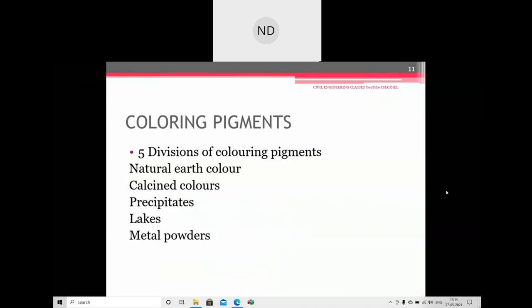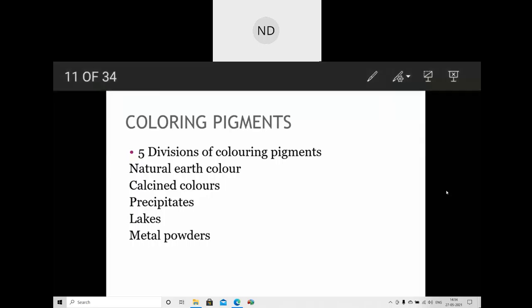Next ingredient is the coloring pigments. Whenever we don't want the color of the base to appear on the paint, we use different coloring pigments. Coloring pigments are of five types. First one is natural or the earth color, which include ambers, iron oxides, etc.